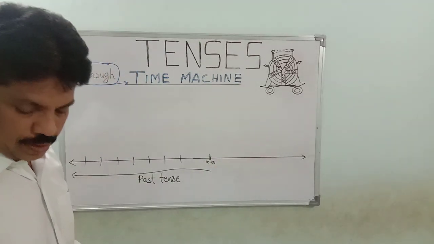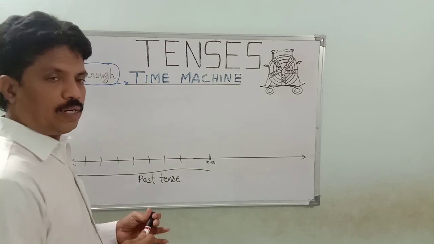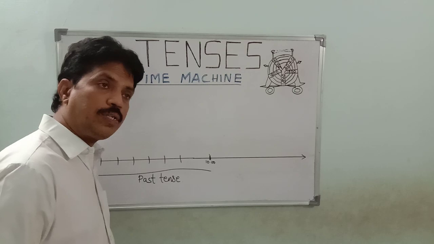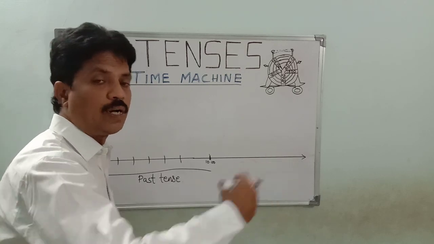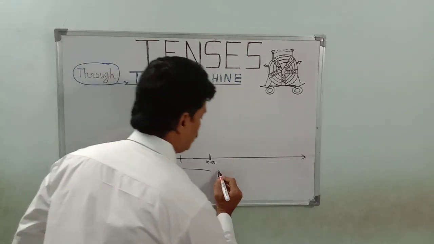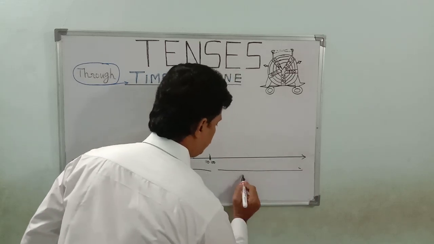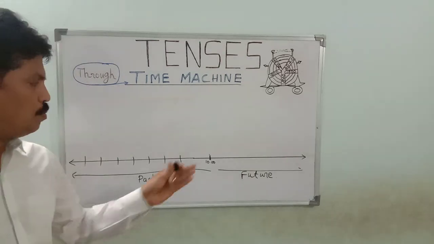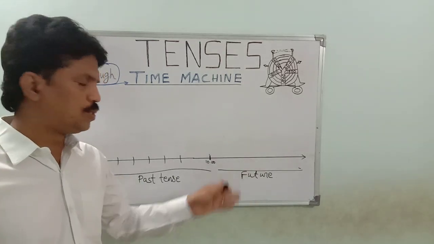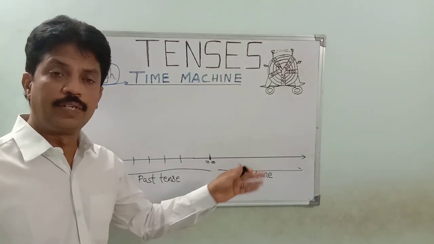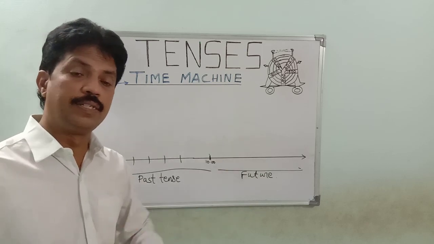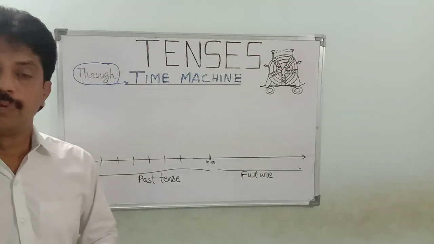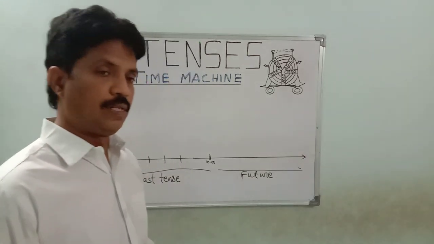Future tense. From this point of time, 10 o'clock, whatever is going to happen after this moment is all in future. Tomorrow, day after tomorrow, next week, next month, next year, after 10 years, after 100 years, whatever. There's no restriction. Whatever is going to happen, we put in future tense.